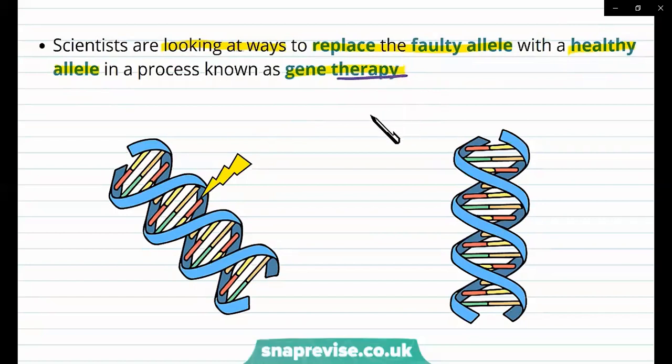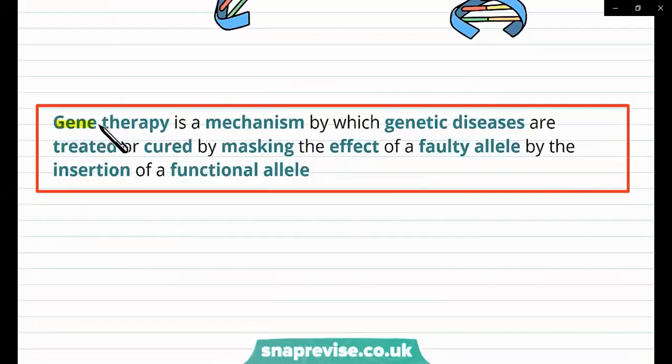So a therapy is when we're trying to fix something or help or cure a disease. Gene therapy simply refers to the idea that we're changing a faulty gene and replacing it with a healthy gene. So we're actually changing the DNA code of the cells of that individual. So for a definition, gene therapy is a mechanism by which genetic diseases are treated or cured by masking the effect of a faulty allele by the insertion of a functional allele. So we're taking the faulty allele, we're replacing it with a healthy allele, which can make the healthy working protein.